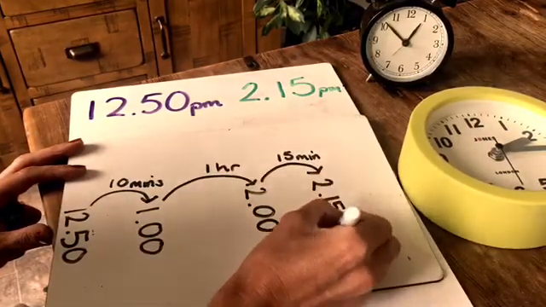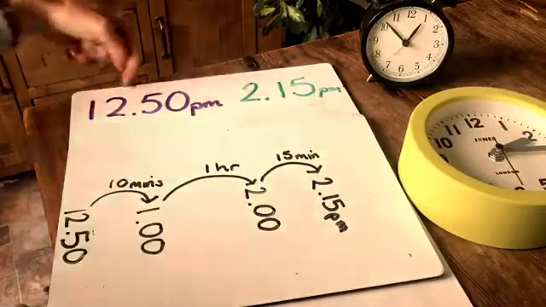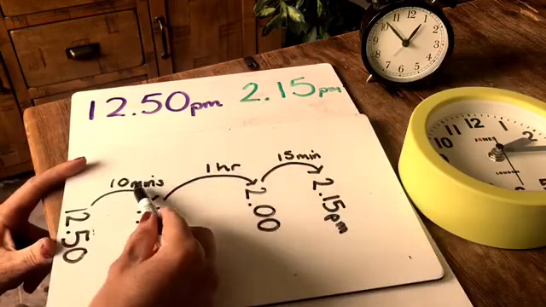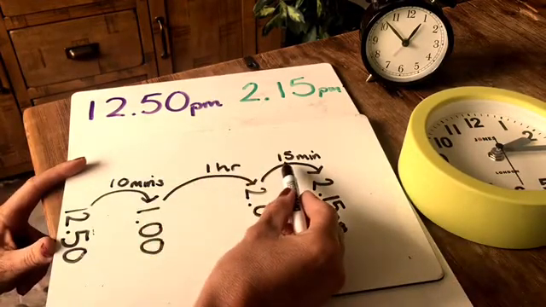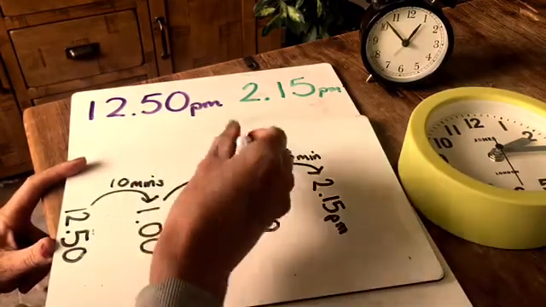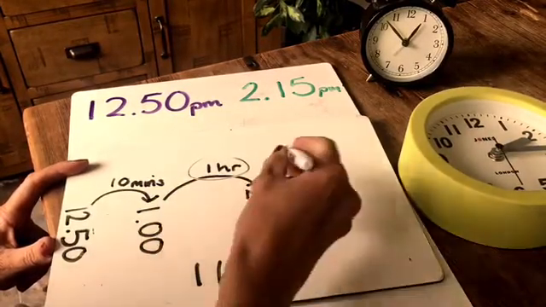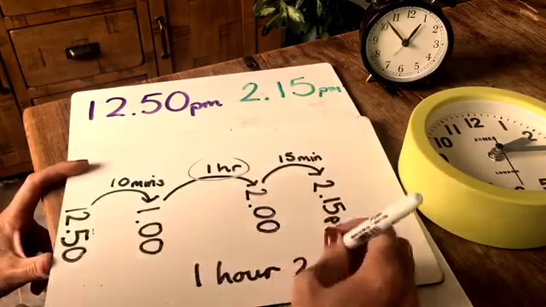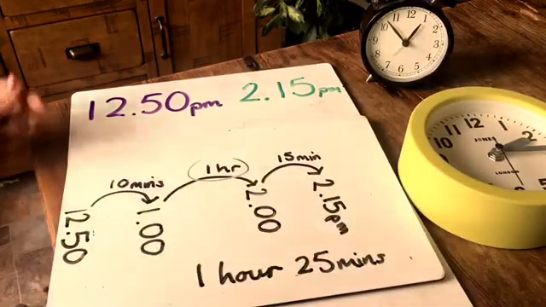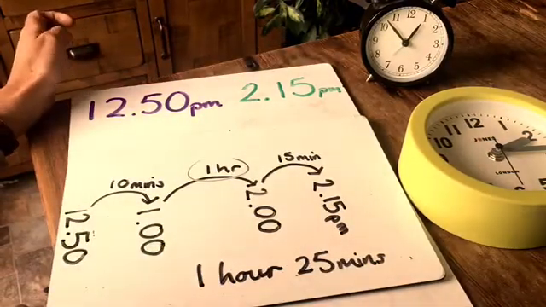That's in the afternoon. Okay, so now to see the difference between these two times, how much time has passed, I just need to look at the size of my jumps. I've got an hour here, 10 minutes here, and 15 minutes here. Okay, so if my minutes add up to over 60, I'll have another hour, but 10 and 15 isn't more than 60. So I can see I've got 1 hour, and I've got 15 and 10, which is 25 minutes. So I can see that the difference between 12:50 and 2:15 in the afternoon is an hour and 25 minutes.